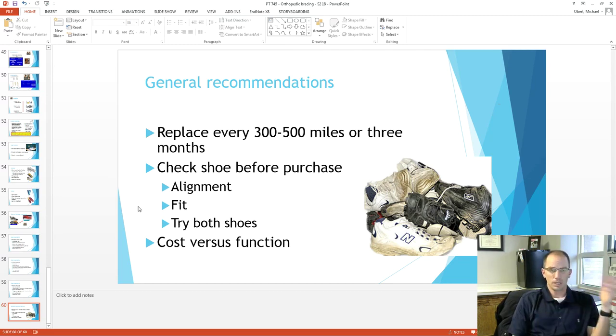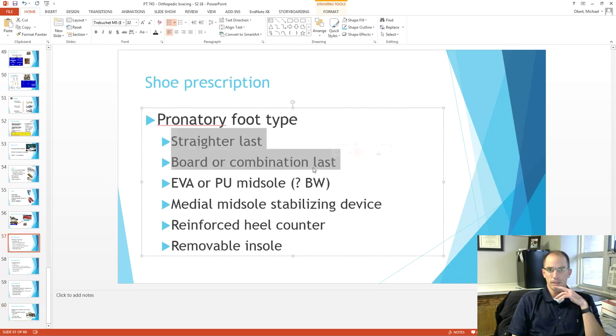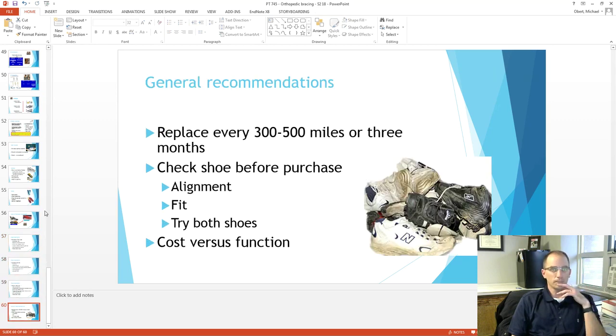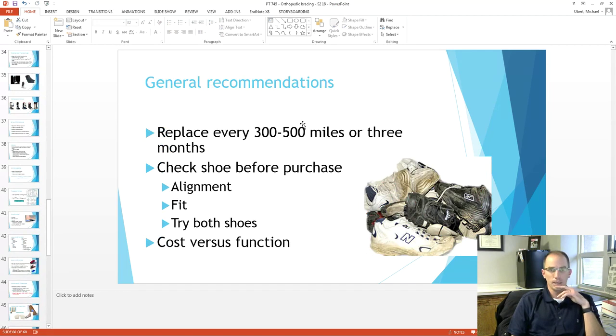So just understand those general recommendations. I would say the key points are really to understand, on the different foot types, what kind of last and what kind of board construction we have for each of these. Again, let me know if you guys have any questions with anything.